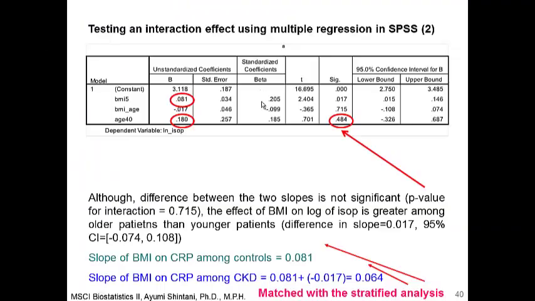Okay. When you include an interaction term in the model, the explanation of parameters can be a little bit tricky. So the beta coefficient for the BMI main effect is 0.081. So this is the effect of BMI among the younger group. And then if you want the effect of BMI for the older group, you simply add these two up, so that becomes 0.064. And in fact, minus 0.017, which is the beta coefficient for the interaction term, is the difference between these two.